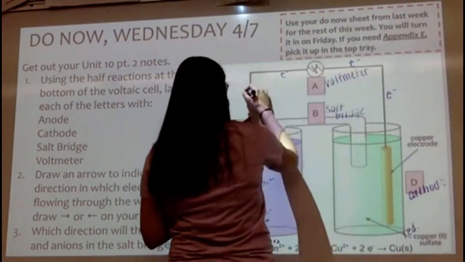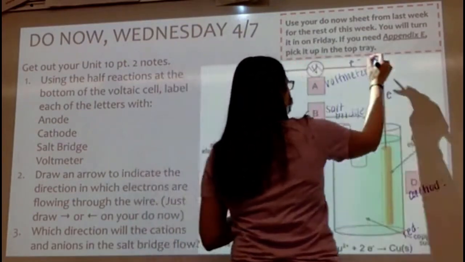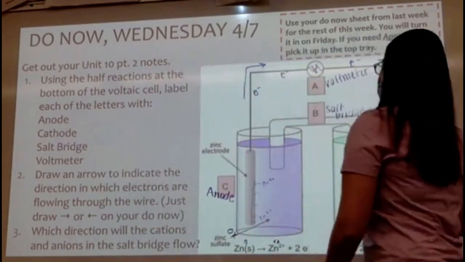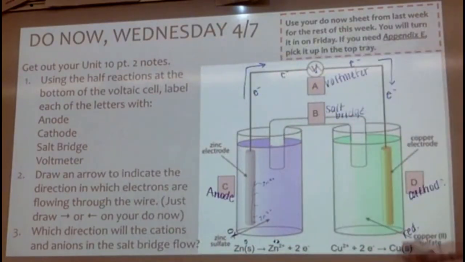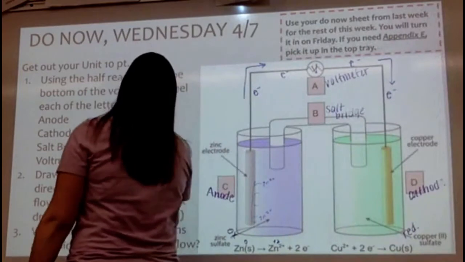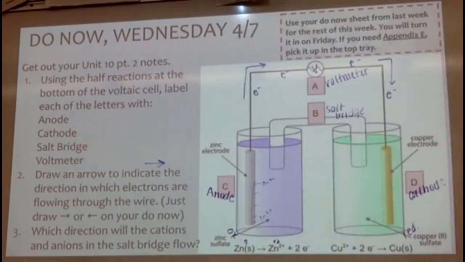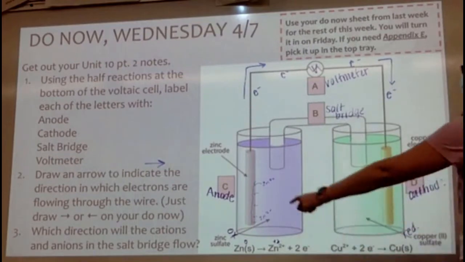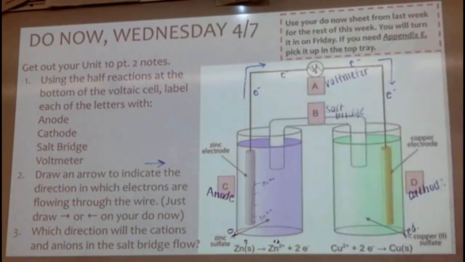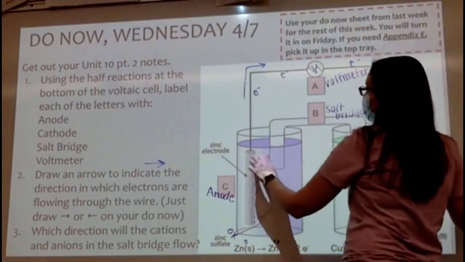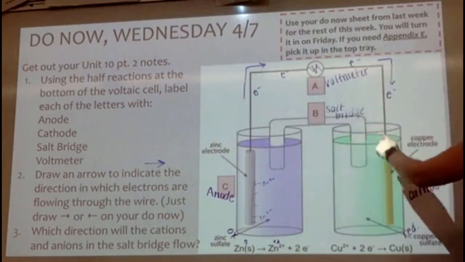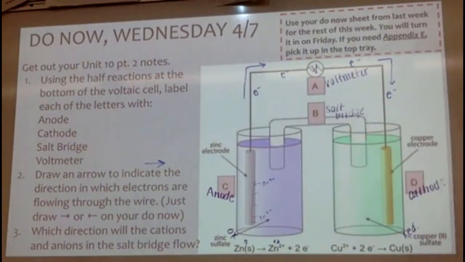Electrons flow from the anode into the cathode. So for number 2, you want to just draw the arrow on your paper, you would draw an arrow pointing from left to right, because they go from the anode to the cathode, no matter what. Electrons flow from the anode to the cathode because they are lost in oxidation and then they are gained in reduction.